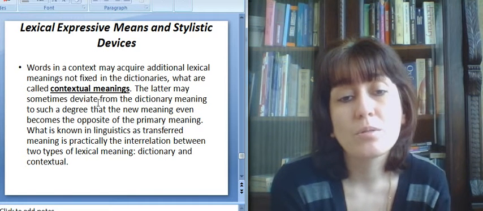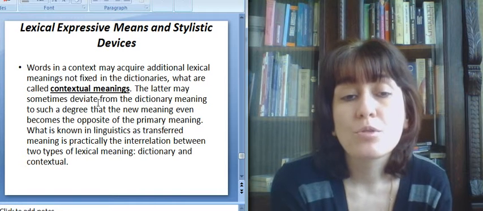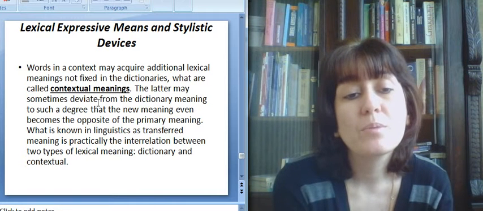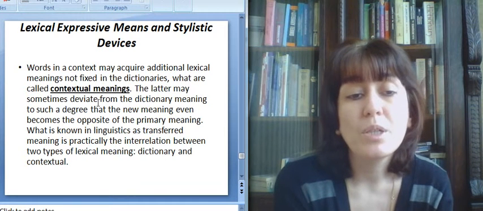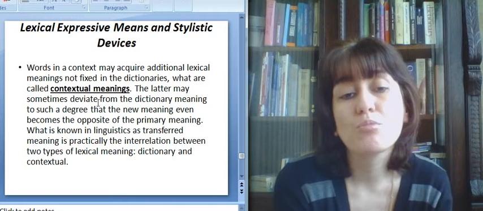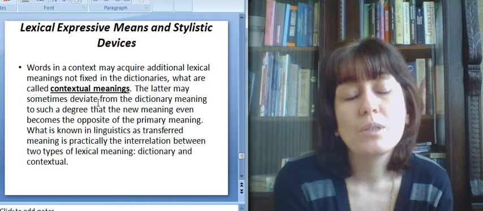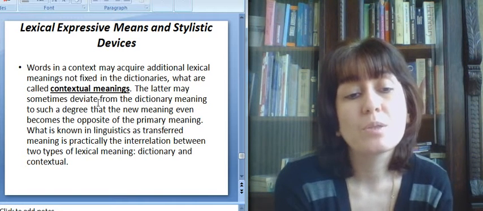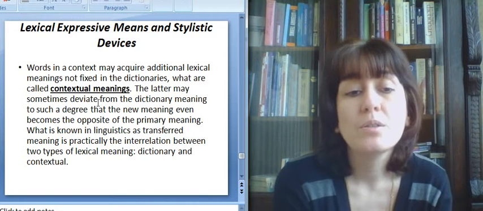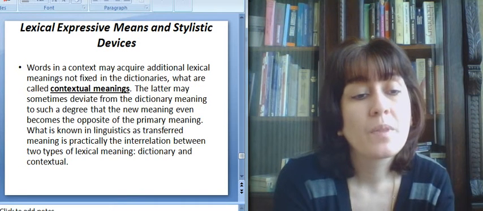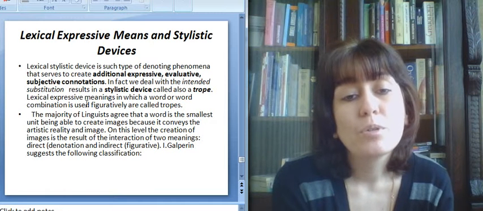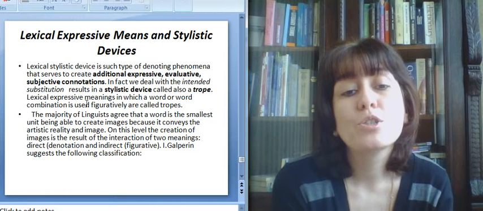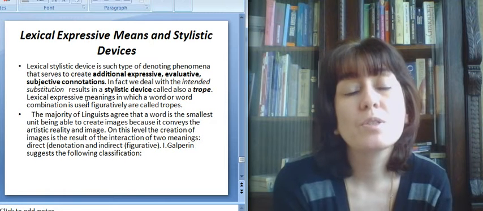And now about lexical expressive means and stylistic devices. Words in a context may acquire additional lexical meanings not fixed in the dictionaries, what are called contextual meanings. The latter may sometimes deviate from the dictionary meaning to such a degree that the new meaning even becomes the opposite of the primary meaning. What is known in linguistics as transferred meaning is practically the interrelation between two types of lexical meaning, dictionary and contextual.